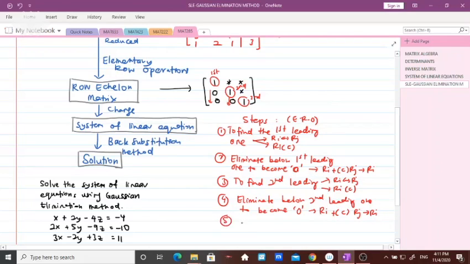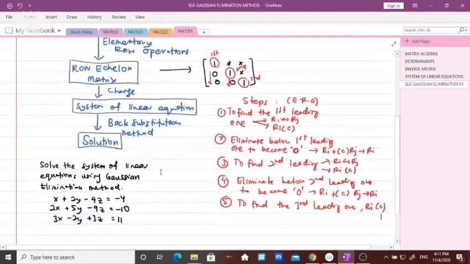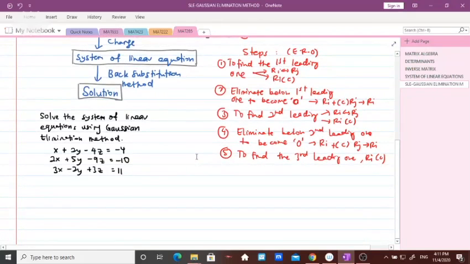And the final step is to find the third leading one. So we can use multiplication of the row by a non-zero constant, right? After these steps are done, we will get the row echelon matrix, and then we can proceed to the second last step, change it into a system, and then get the solution. Now we look at the example.